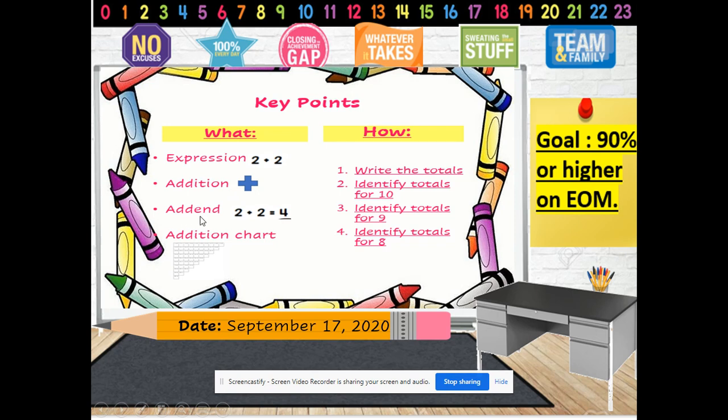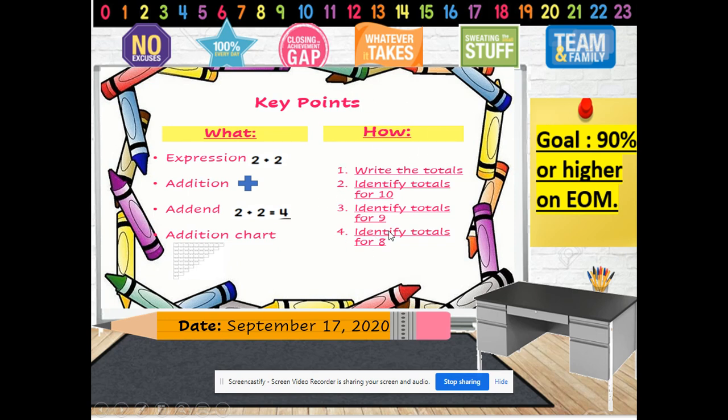Addend is a new word we learned yesterday, and addend is another word for part. So in this number sentence, 2 plus 2 equals 4, do you know which ones are my addends? If you said 2 and 2, you are right, because 2 and 2 are parts. Those are our addends in an addition sentence only. And then we also need to know what an addition chart is, which is what we worked on yesterday in our problem set and turned in on our exit ticket. So I put a picture there.